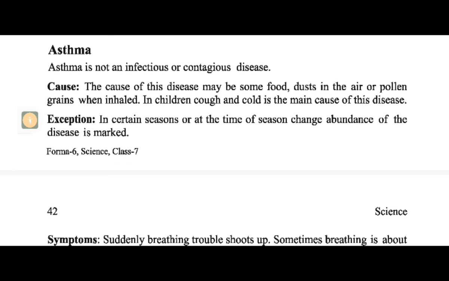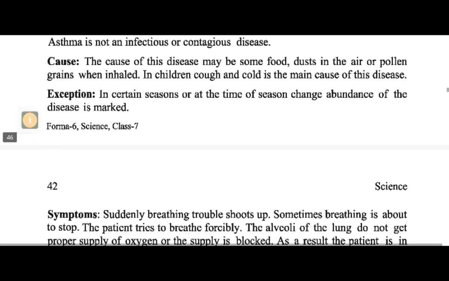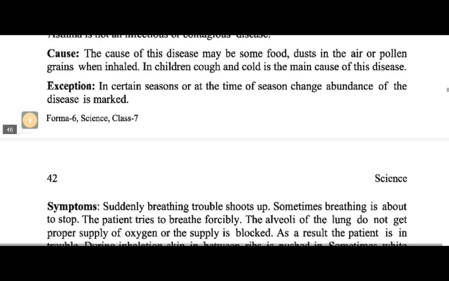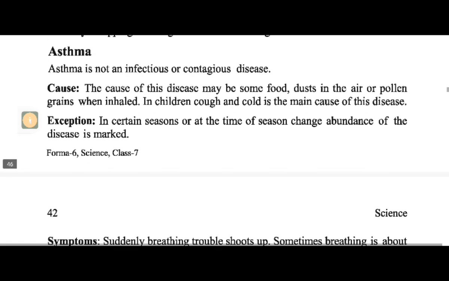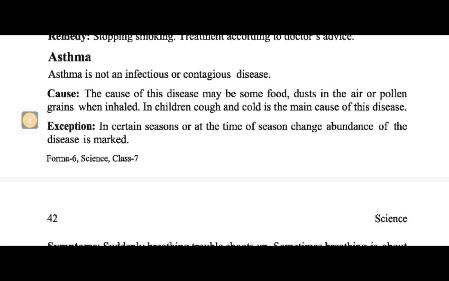Asthma is not an infectious or contagious disease. The cause of the disease may be some food, dust, air or pollen grain which is inhaled. In children, cough and cold is the main cause of the disease. Asthma is an allergic disease. If someone is allergic to dust, food, air or pollen, then because of that they can get asthma.